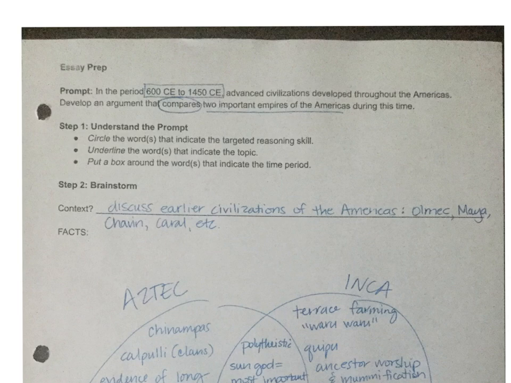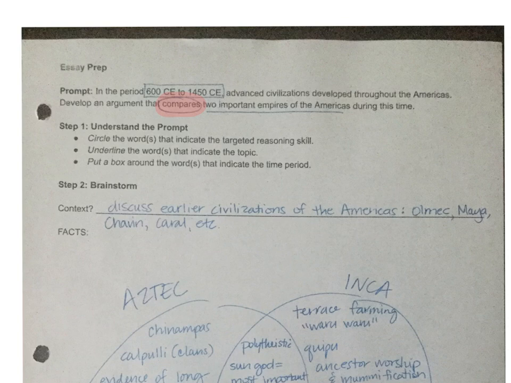So, obviously, we've done this a couple times already. You need to circle the words that indicate the targeted reasoning skill. That should have been pretty obvious in this example. Comparison is a little bit easier because it's kind of hard for them to ask you to do this without either saying compare or contrast or even asking for similarities or differences. So compares is the word that you're going to want to circle.